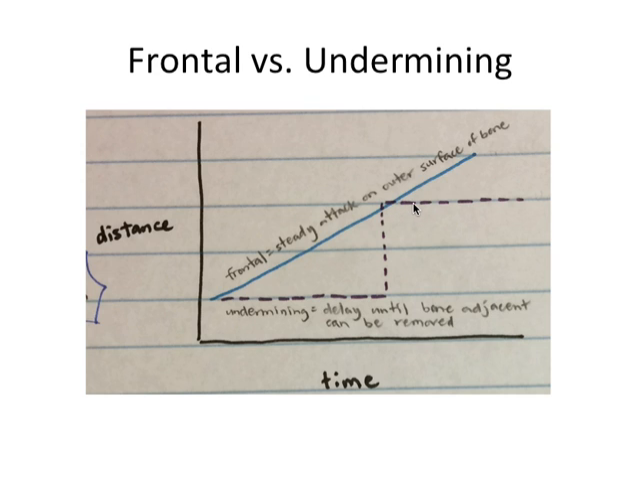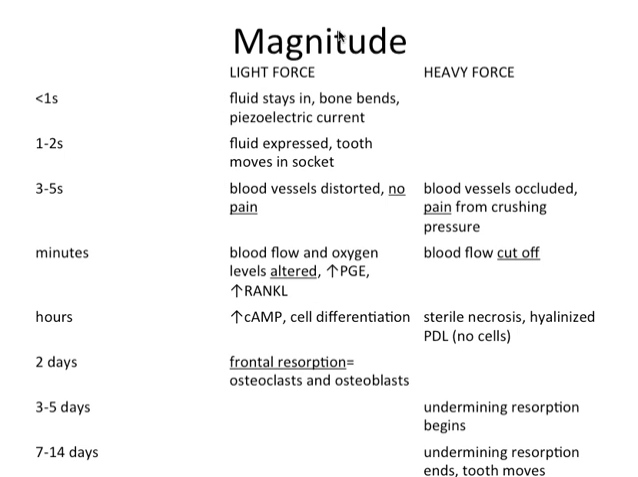And then we have to wait, well, we should wait at least 2 weeks for the PDL to repair before we can reactivate and do another round of undermining resorption. So frontal and light force is ideal, but it's very hard to avoid heavy force, and it's acceptable as long as the force decays to 0 after the undermining resorption ends, and then we have time for PDL repair before we put in a new wire.